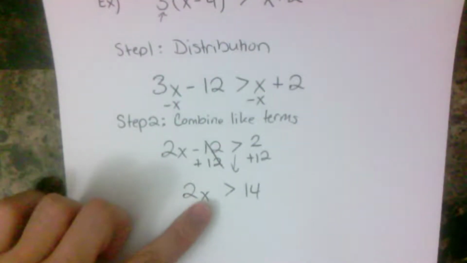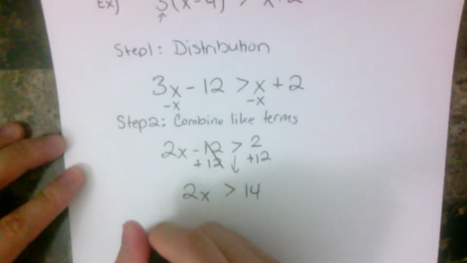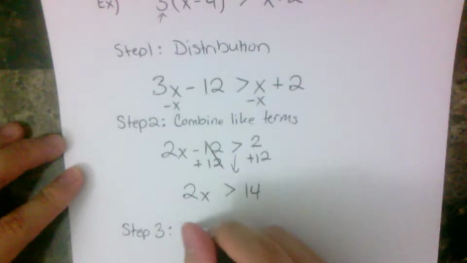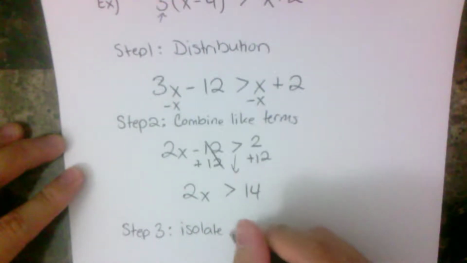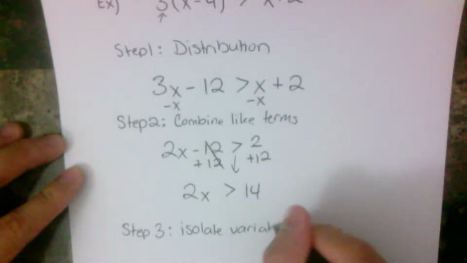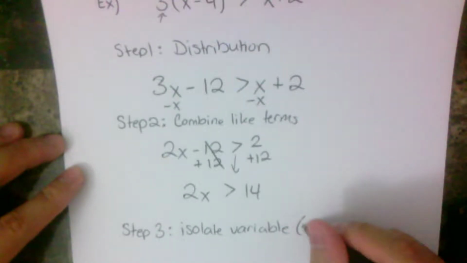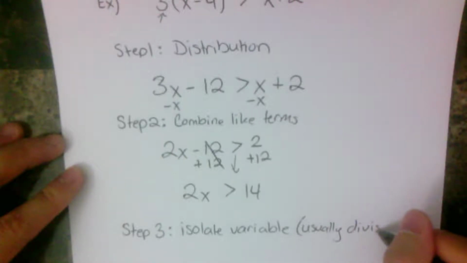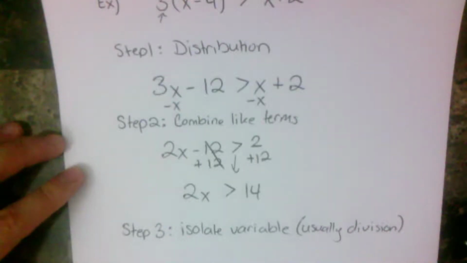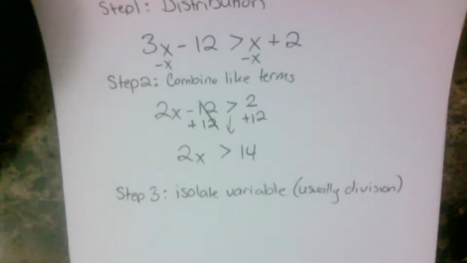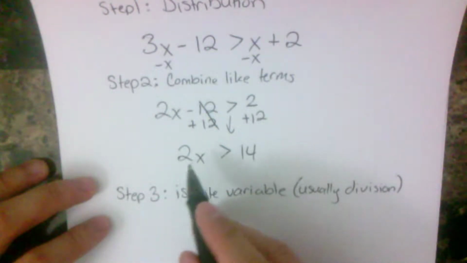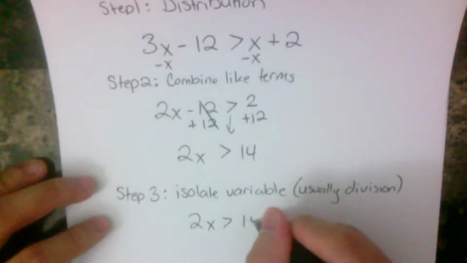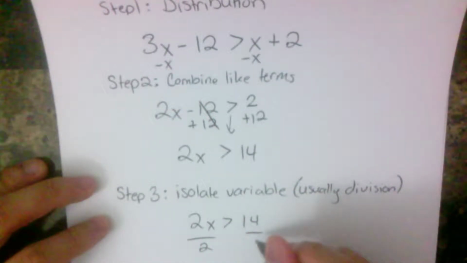You've got a 2 times x, so the last step, step 3: isolate the variable. Normally this is going to be done through division. Usually division. At least in this textbook, it's usually going to be division at the last step. Doesn't always have to be, but typically it is. So again, to isolate the variable, we need to get rid of that 2. So I'm rewriting the problem, and you're going to divide by 2 on both sides.